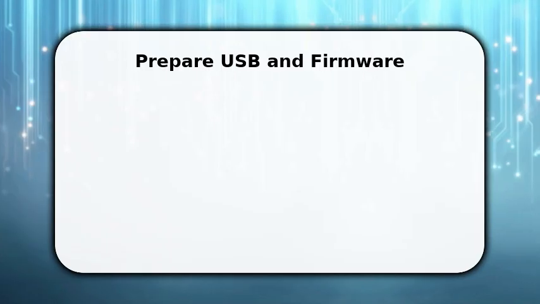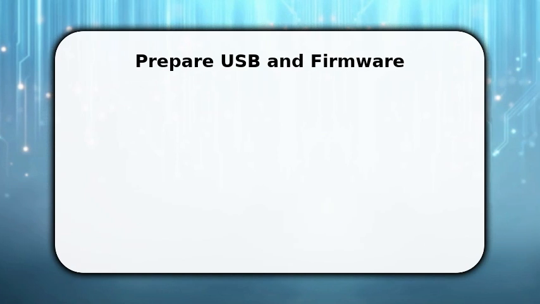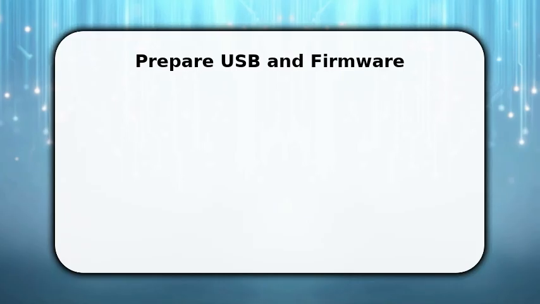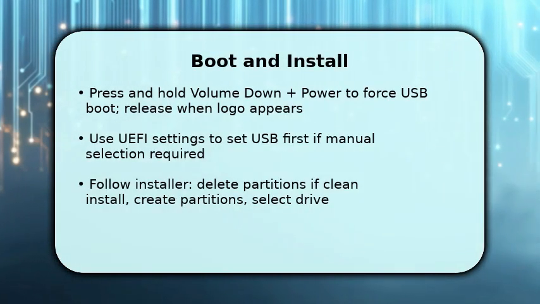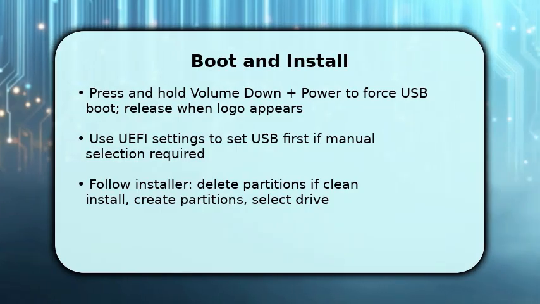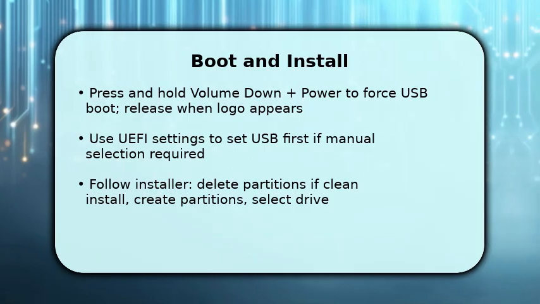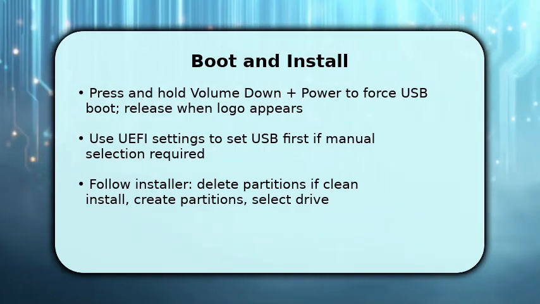Once the USB is ready, insert it and shut down the Surface, because the next steps boot the device from external media. Once done, booting from the USB is the crucial middle step. Hold volume down and press power to force a USB boot. Release when the Surface logo appears, then choose the USB device. If needed, open UEFI and set USB as first boot device, then restart.